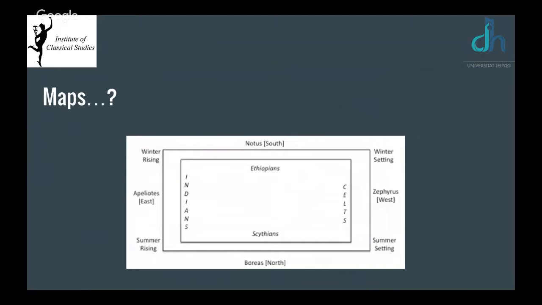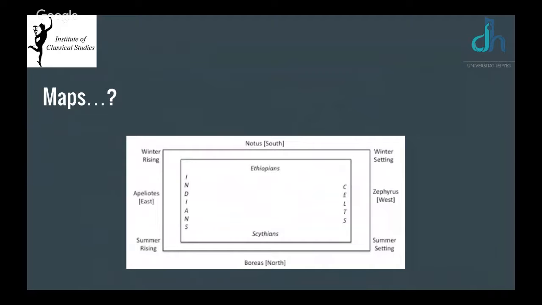And this is actually the reproduction in a Byzantine document of what could have been a representation of the map in a 5th century historian, Ephorus. And you can see, obviously, that it's something very different from an actual cartographic map of the world. But it doesn't mean that it doesn't convey some kind of spatial information.